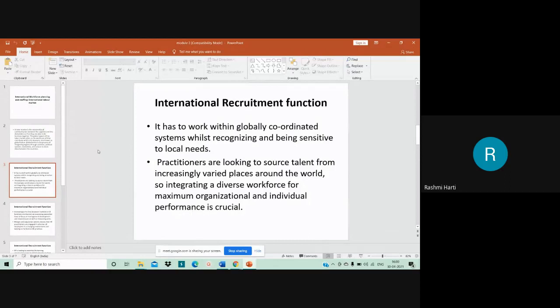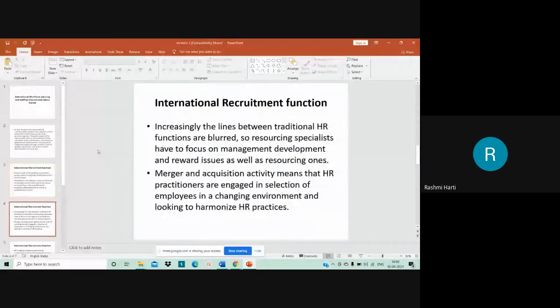Then increasingly, the lines between traditional HR functions are blurred. So resourcing specialists have to focus on management development and reward issues, as well as resourcing. So mergers and acquisitions activities also take place, where HR practitioners are engaged in selecting the employees in a changing environment and looking to harmonize HR practices.